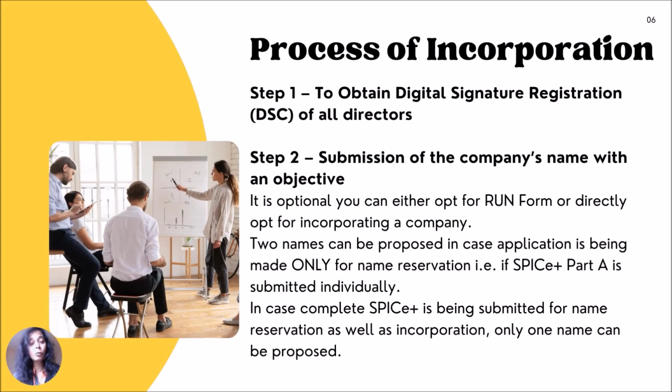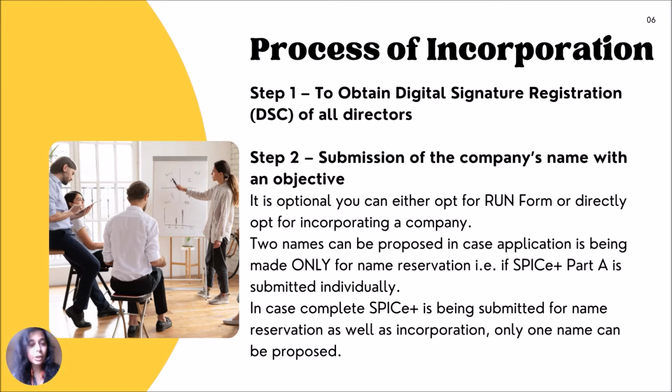Now let's discuss the process of incorporation. Step 1. To obtain Digital Signature Certificate, that's DSC, for all the directors of the company. As you know, in a private limited company, there should be a minimum of 2 directors and a maximum of 15 directors. So we need to obtain digital signatures for all the directors of the company. Step 2. We'll submit the company's name with an objective.